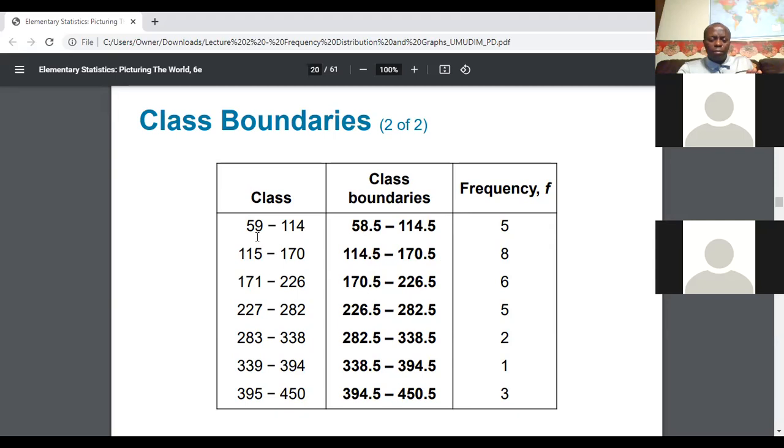You will see that here we have 59 to 114, then 115 to 170. You can see that from 114 to 115, there's a small gap. Those gaps are closed by the boundaries. So when you use the boundaries, there are no more gaps. Otherwise, they serve the same purpose. They're not much different.